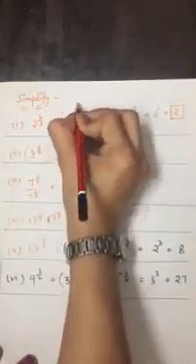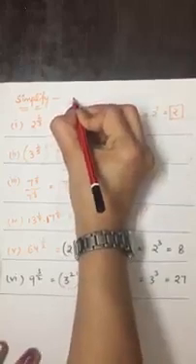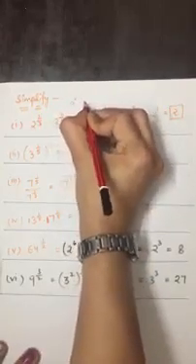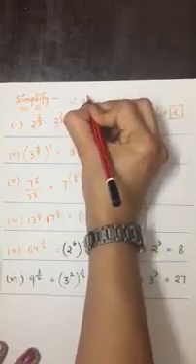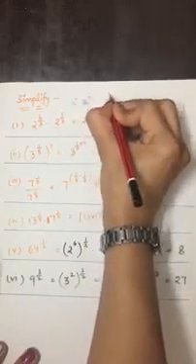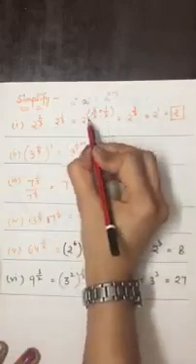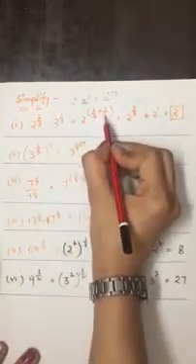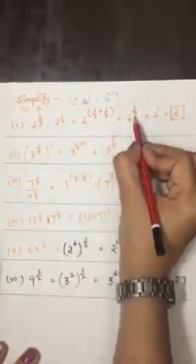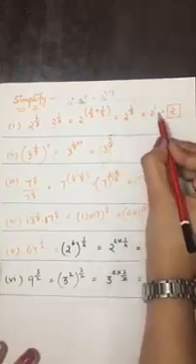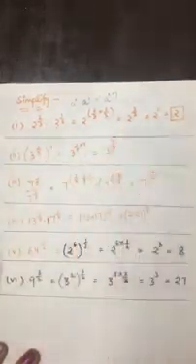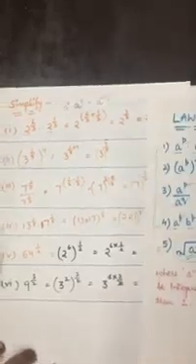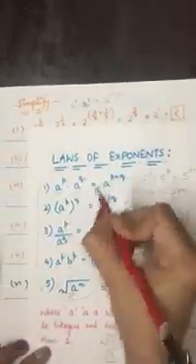So you will use the law a raised to the power x multiply a raised to the power y. So your powers would be added. So I have added the powers. 2 by 3 plus 1 by 3, that is equal to 3 by 3. 3 by 3 is 1. 2 raised to the power 1 is 2. Basically, first law. This law I have used.